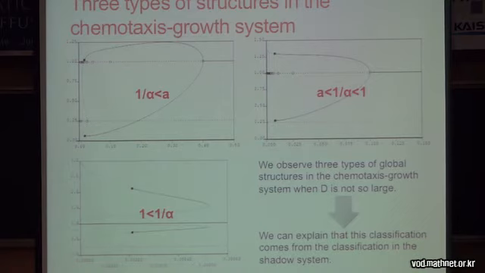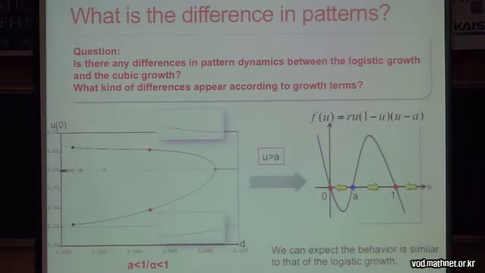So up to now, we have considered the global structure of stationary solutions. From now, we answer this question. Is there any difference in pattern dynamics between the logistic growth and the cubic growth? If so, what kind of differences appear according to the growth term?